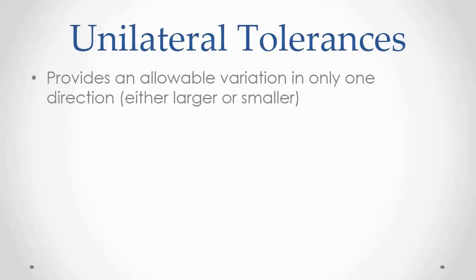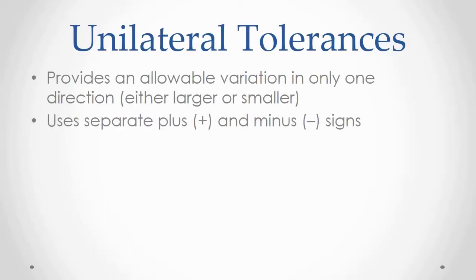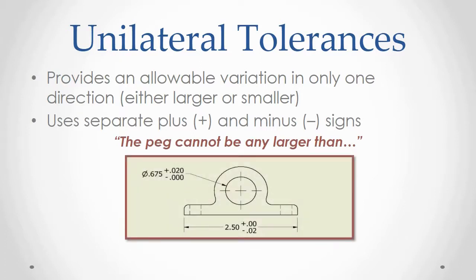The next type of tolerance we're going to see is called a unilateral tolerance. A unilateral tolerance allows variation in only one direction. For example, if a peg must slide into a hole, it might be acceptable for the hole to be slightly oversized or the peg to be slightly undersized. But if the hole is too small or the peg too large, it could cause the parts not to function.